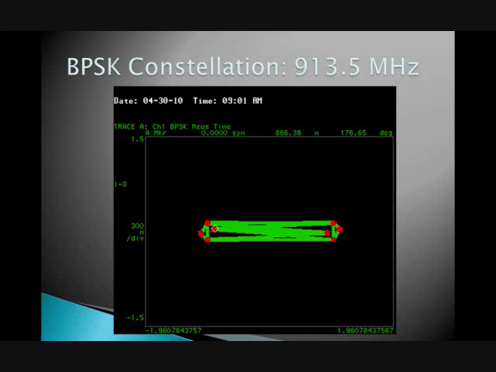Ideally, these constellation diagrams would only have a left to right orientation. This vertical component can be attributed to noise in the channel.